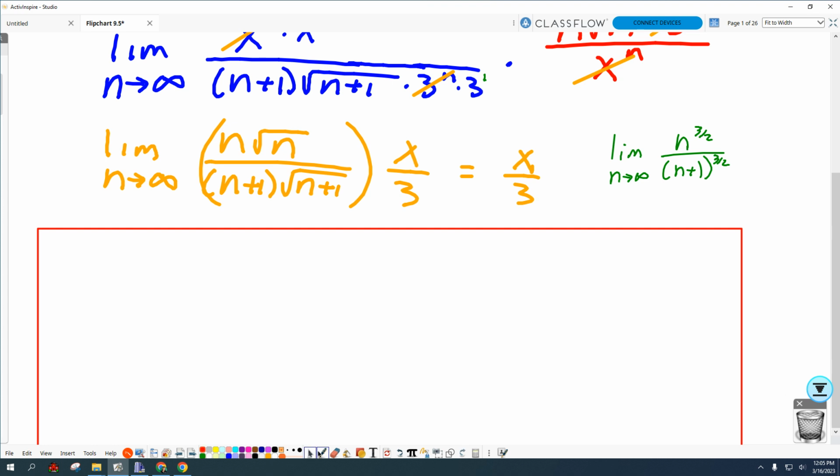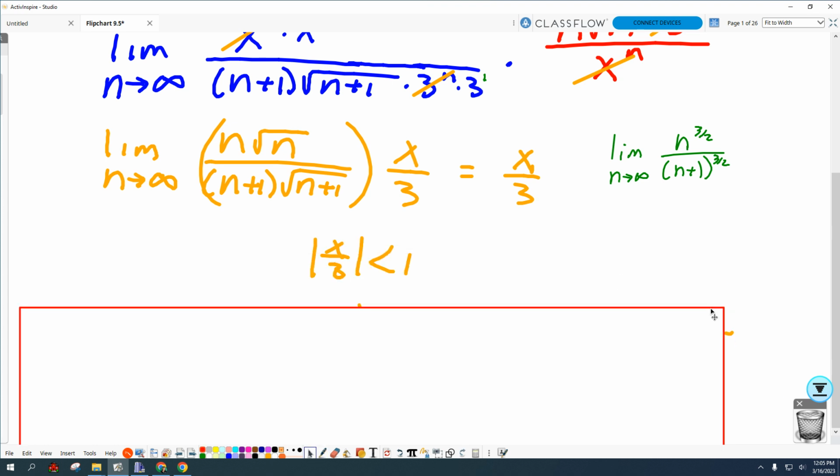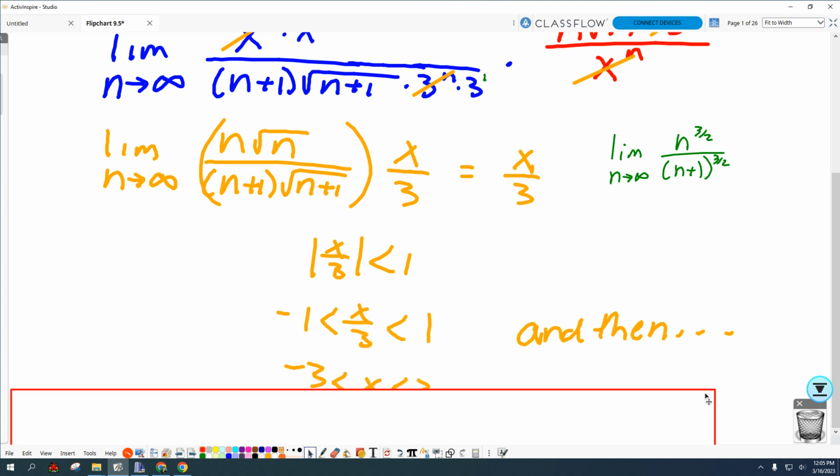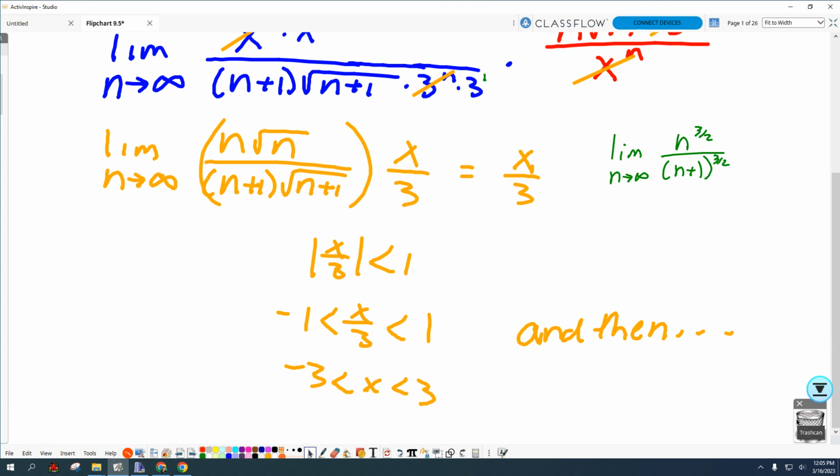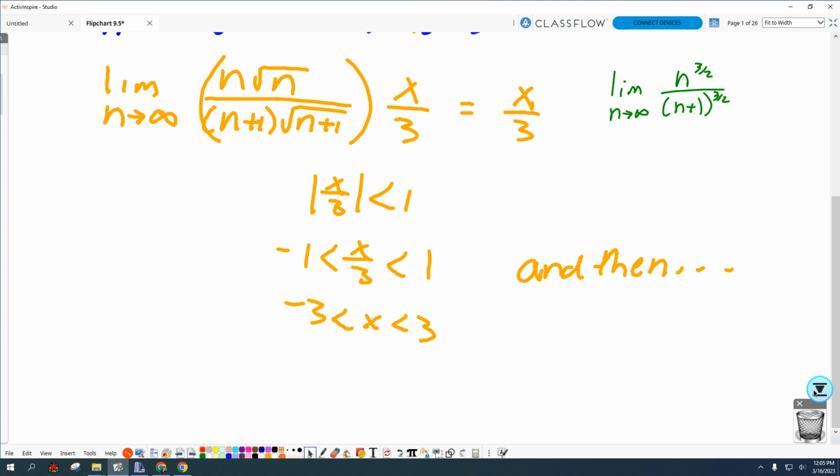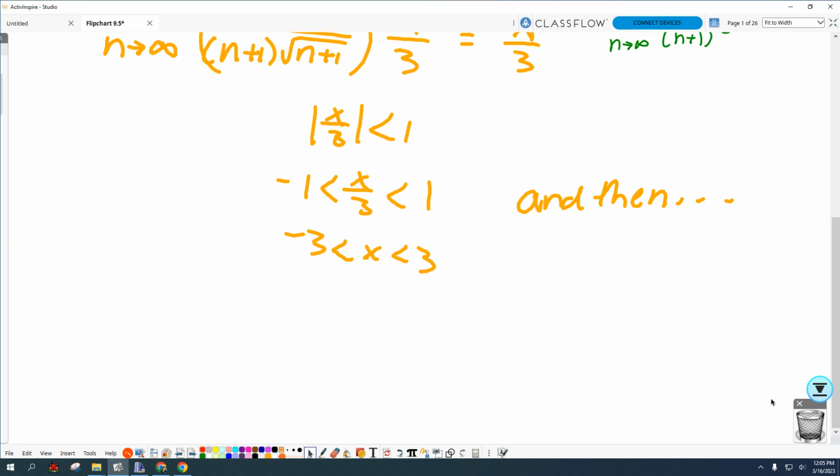And again, grading these last year for the AP, they really, really, really wanted to see those absolute value bars on this. The ratio absolute value has to be less than 1. Then taking the absolute value bars off, negative and positive, and then multiply both sides by 3, and we get that interval.